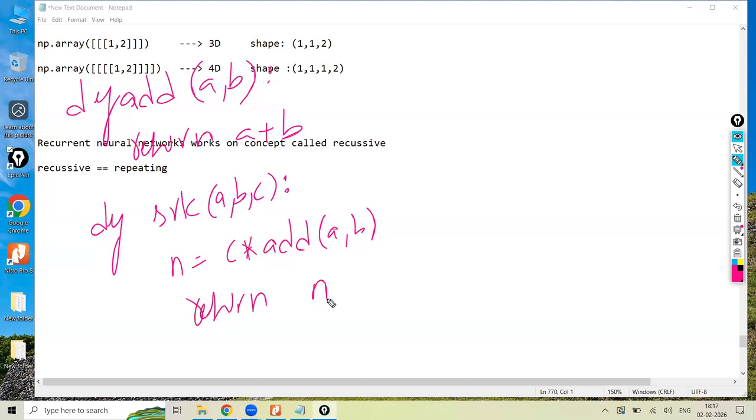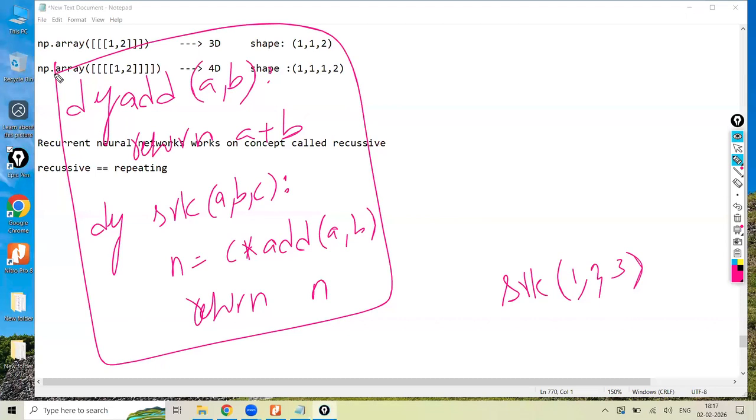Return n value. Now I'm going to call only one function, SRK with 1, 2, 3. What is the output of this one, guys? This is the function created, defined, and I'm calling the function. When I call SRK(1, 2, 3), what is the output?